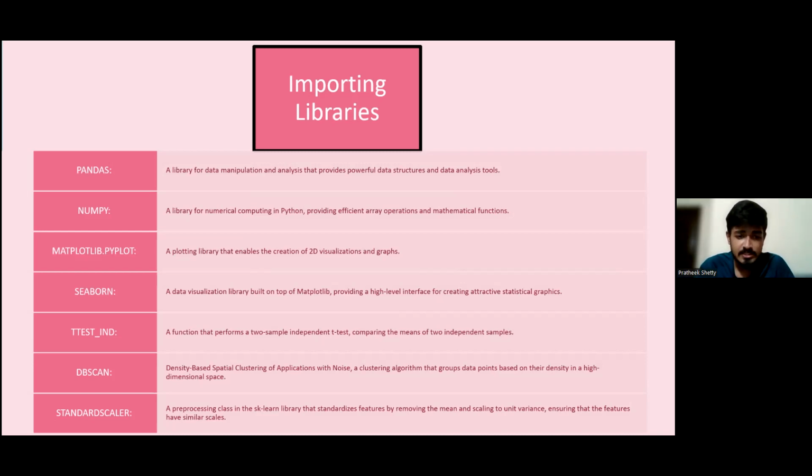T-test was a function that performs two sample independent T-tests comparing the means of two independent samples. This was used in hypothesis testing. DBSCAN and standard scaler were used in pattern recognition later on for scatter plots.